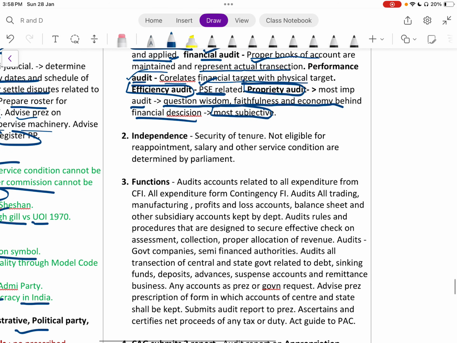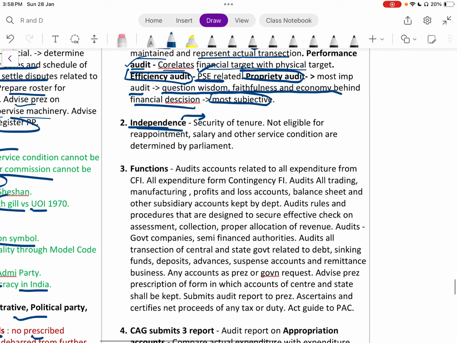Okay, independence: security of tenure, not eligible for reappointment. Yes, salary and other service conditions are determined by the President.